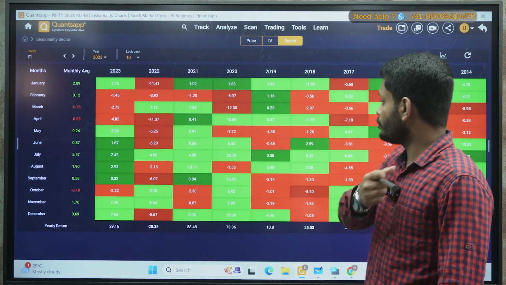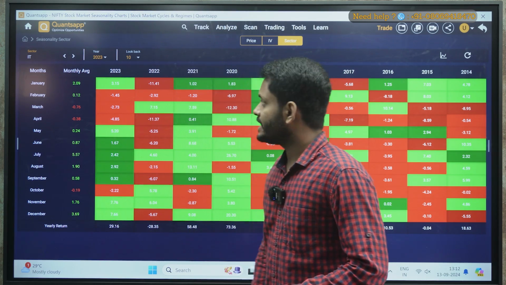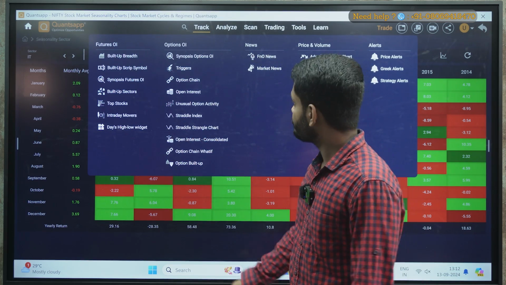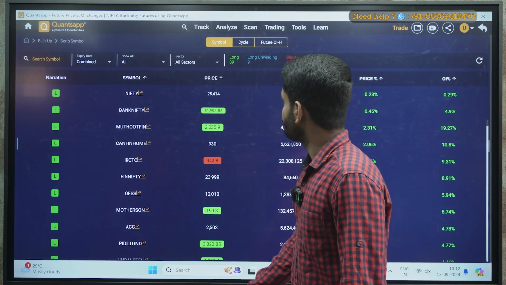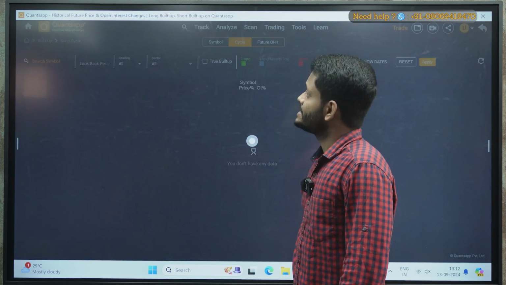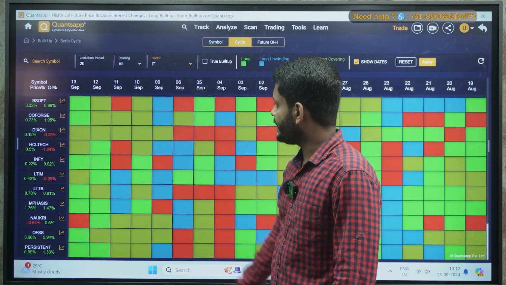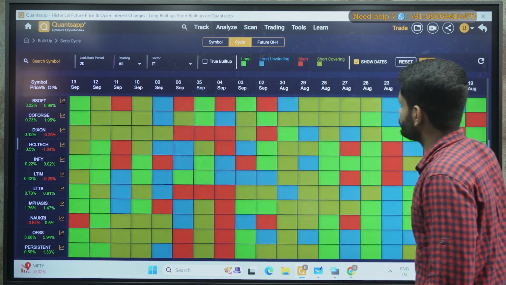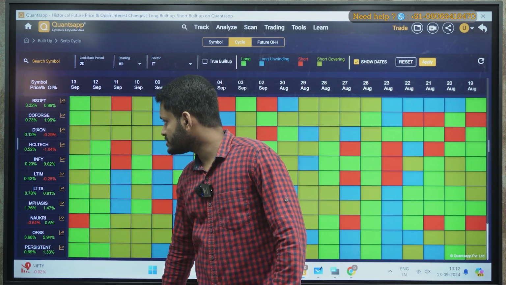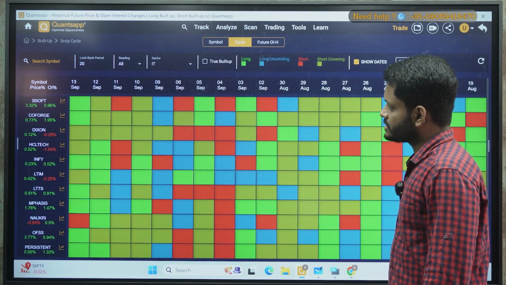For that, what I'll suggest is, say in July, XYZ sector is going to perform, then you go to Track, and then go to Build Up Script Symbol. Here you see symbol, cycle, future OI, historical. Simply go to cycle, and in sector, just go to IT. Now if you see, all the IT stocks are here: Birlasoft, Coforge, Dixon, HCL Tech, Infosys, LTM, LTTS, Emphasis, everything. The list of all IT stocks is over here.